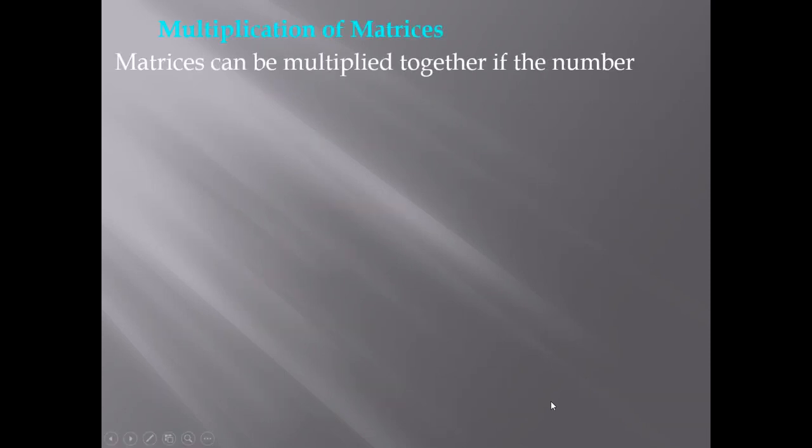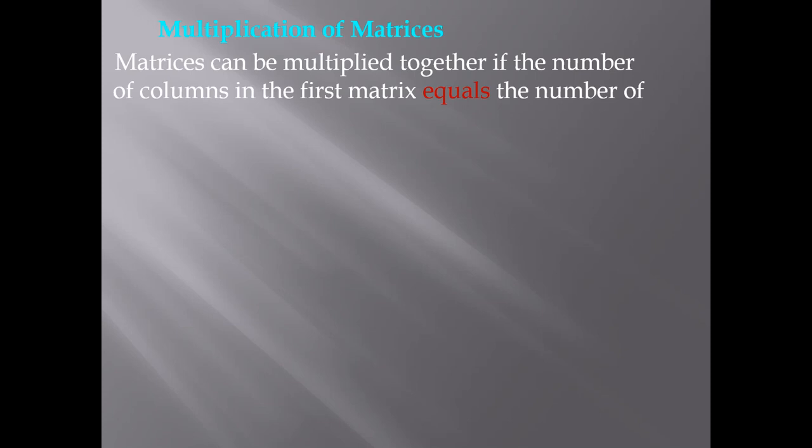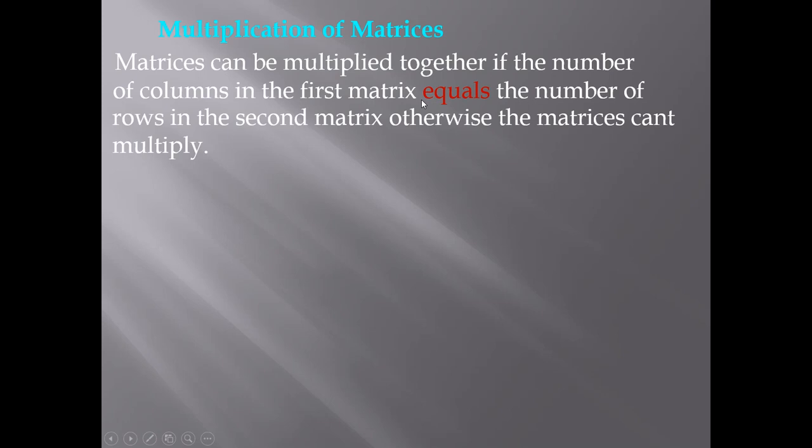Now, having looked at the addition and subtraction of matrices, we can now look at multiplication of matrices. However, the condition for multiplying matrices is different from the condition for adding and subtracting matrices. And the condition is clear. Matrices can be multiplied together if the number of columns in the first matrix equals the number of rows in the second matrix. Otherwise, matrices cannot be multiplied together.